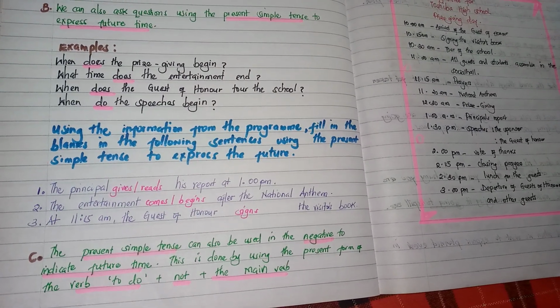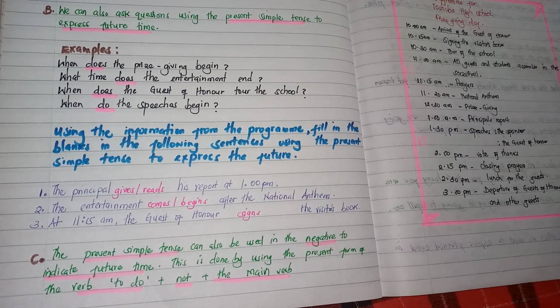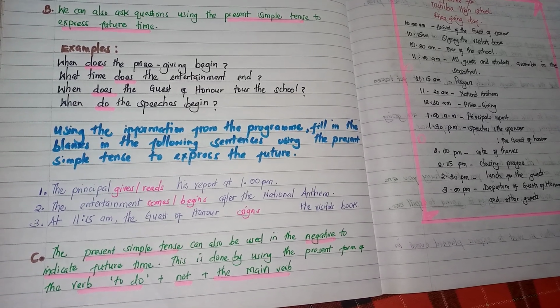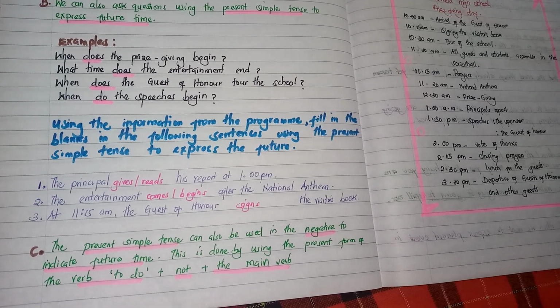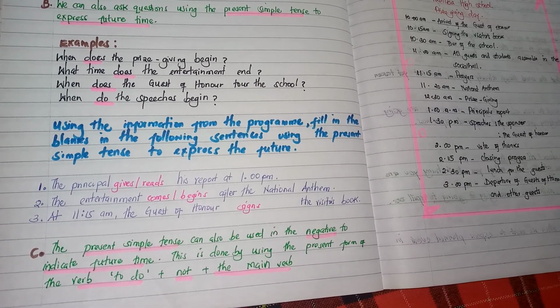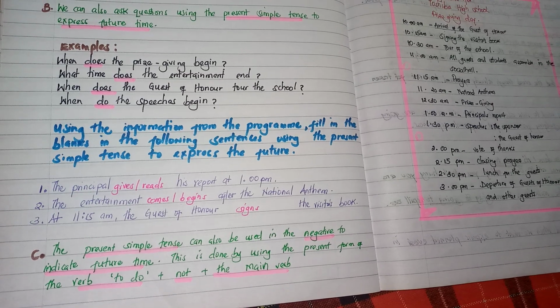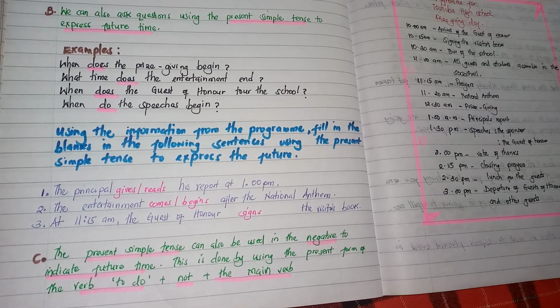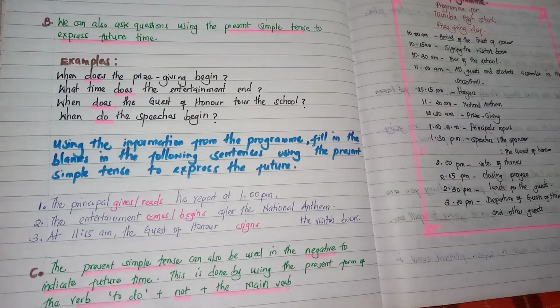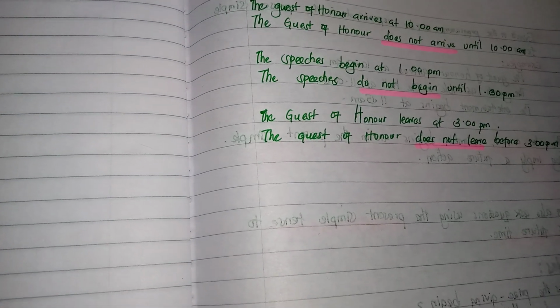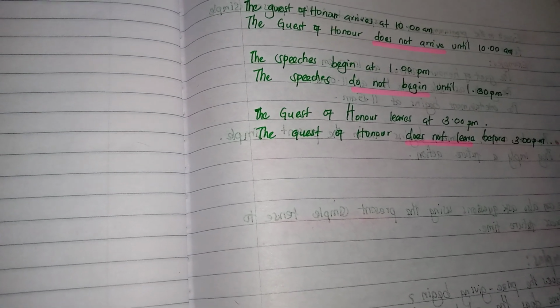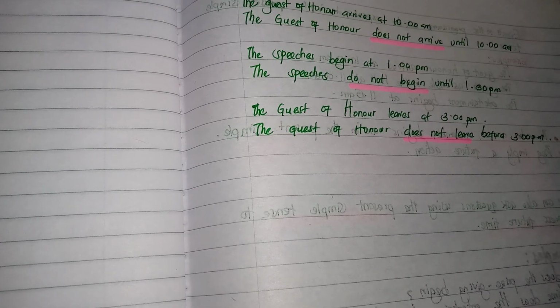Now, and C. The present simple tense can also be used in the negative to indicate future time. And this is done by using the present form of the verb to do plus not plus the main verb. We look at examples still from the program. The guest of honor arrives at 10 a.m. Now, the guest of honor does not arrive until 10 a.m.